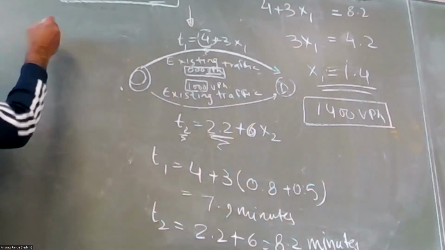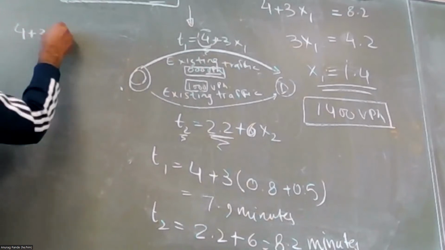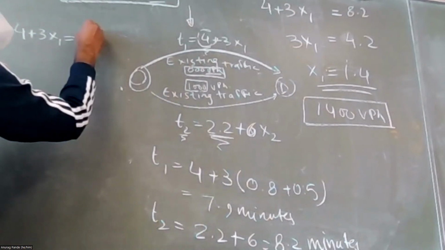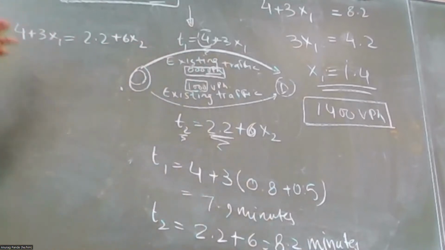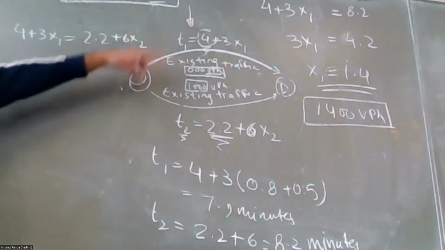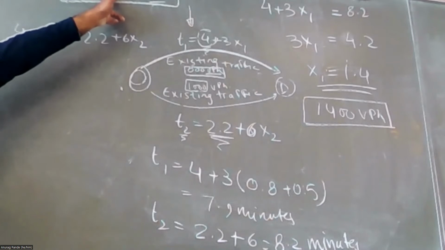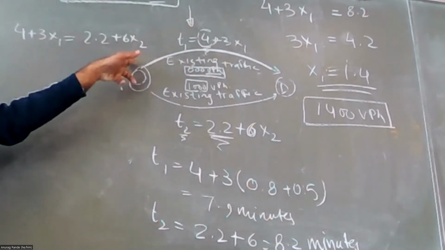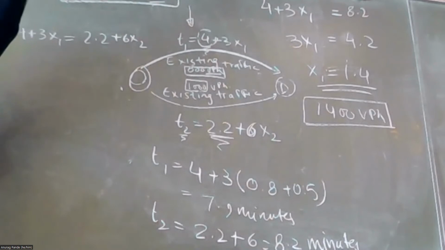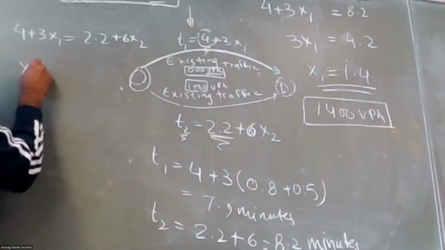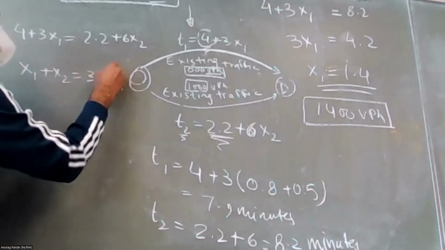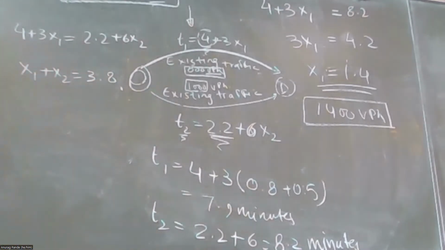First of all, yes, you can say that 4 plus 3x1 is equal to 2.2 plus 6x2. You can say that because travel time will be equal once you exceed that 600 threshold, and both routes are being used by these folks. Travel time would be equal on both routes. It has to be once you exceed that threshold. So this is fine. But is this fine? No, this is not good.